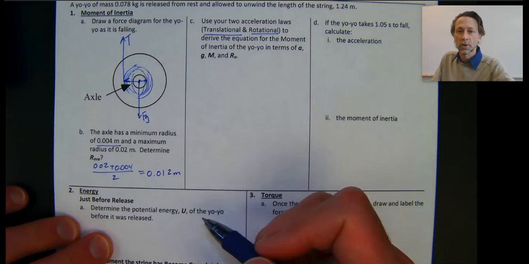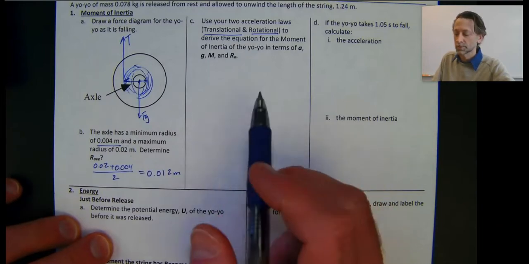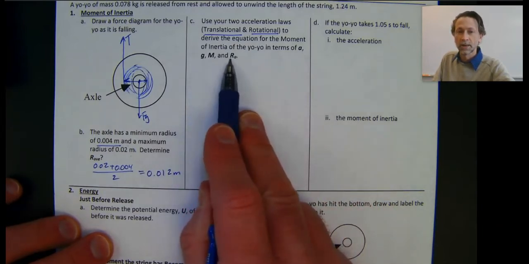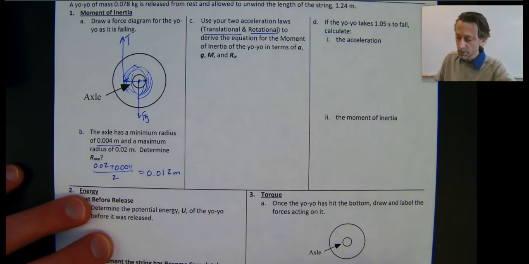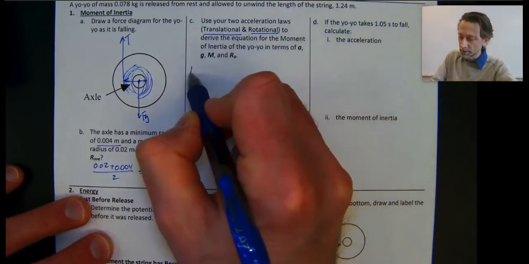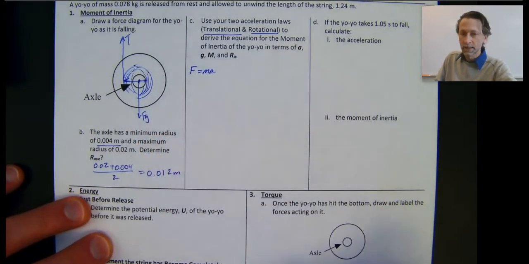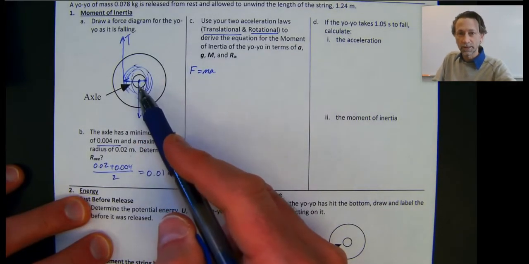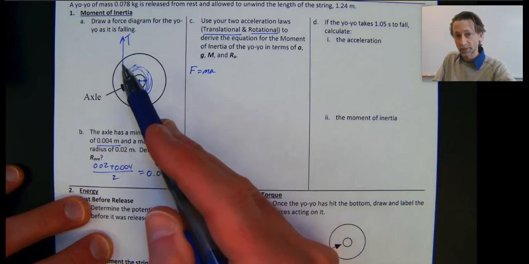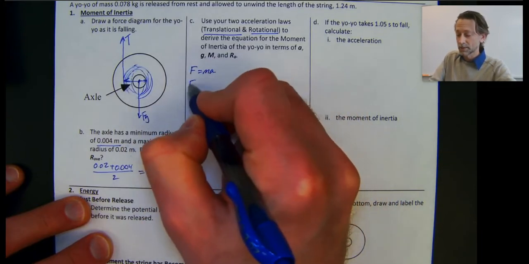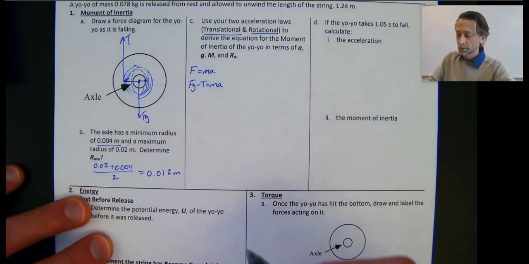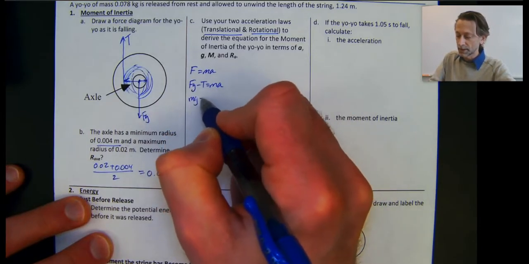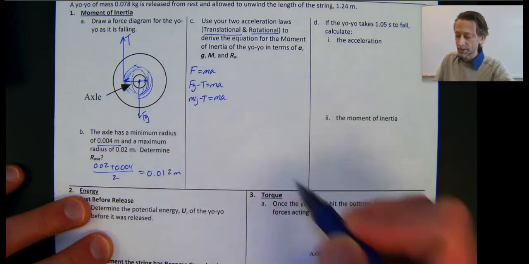Part C, now use the 2 acceleration laws, a translational law and a rotational law, to derive the equation for the moment of inertia of the yo-yo in terms of a, g, capital M, and this R average that we calculated down here. So remember, our translational acceleration equation will be F equals ma, and if the yo-yo is falling, then won't the force of gravity be bigger than the tension? So we can say the force of gravity minus the tension equals mass times acceleration, which means that we can do mg minus T equals ma.